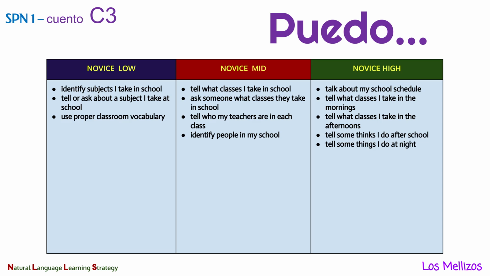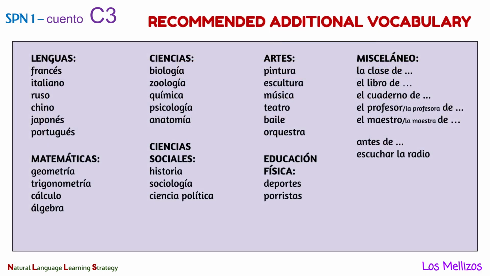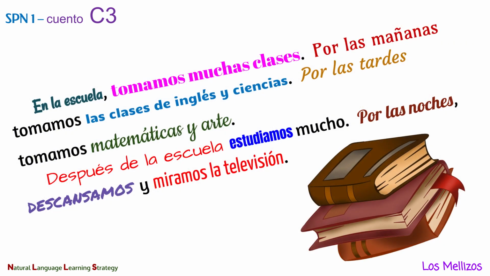Now let's look at some vocabulary. On the screen, there's some additional vocabulary words and expressions that we're going to be using and incorporating into our story. Don't worry about what they mean yet, we'll be coming back to them shortly. Pause the video and take a few minutes to copy them into your notebook or journal. And finally, here's your story for C3. Pause the video again and take a few minutes to copy the story into your journal or notebook.